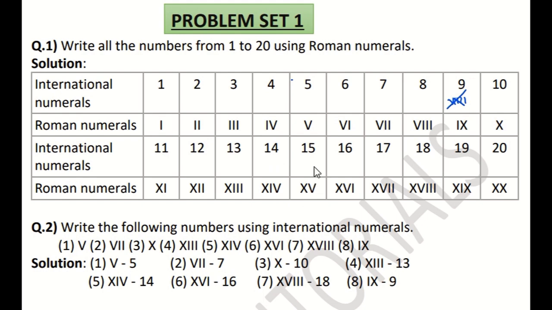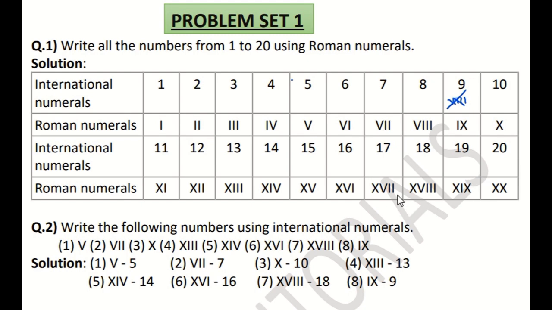XV, 10 plus 5, is 15. XVI, 10 plus 6, equals 16. XVII, that is 10 plus 7, gives you 17. XVIII, 10 plus 8, gives you 18. X plus IX, that is 10 plus 9, equals 19. 2 times X, that is 10 plus 10, gives you 20. So this was your question number 1.